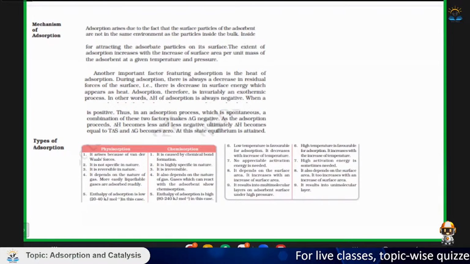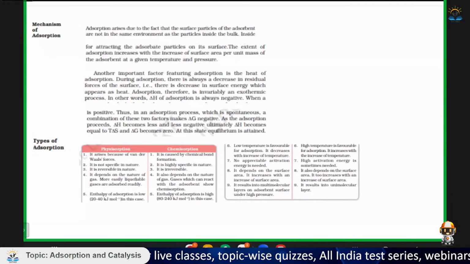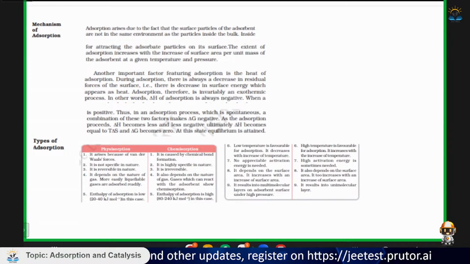So that is types of adsorption: physisorption and chemisorption. To briefly put them, these are the differences. Physisorption arises due to van der Waals forces. Chemisorption involves chemical bond formation. Physisorption is not specific in nature, while chemisorption is highly specific in nature. Physisorption is reversible, chemisorption is irreversible. Extent also depends on the nature of the gas. More easily liquefiable gases are adsorbed readily. That's because of the forces of attraction.